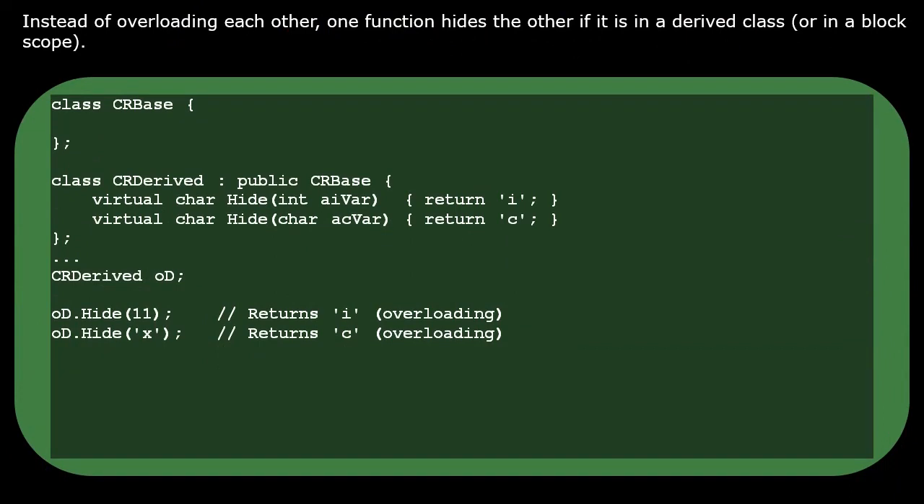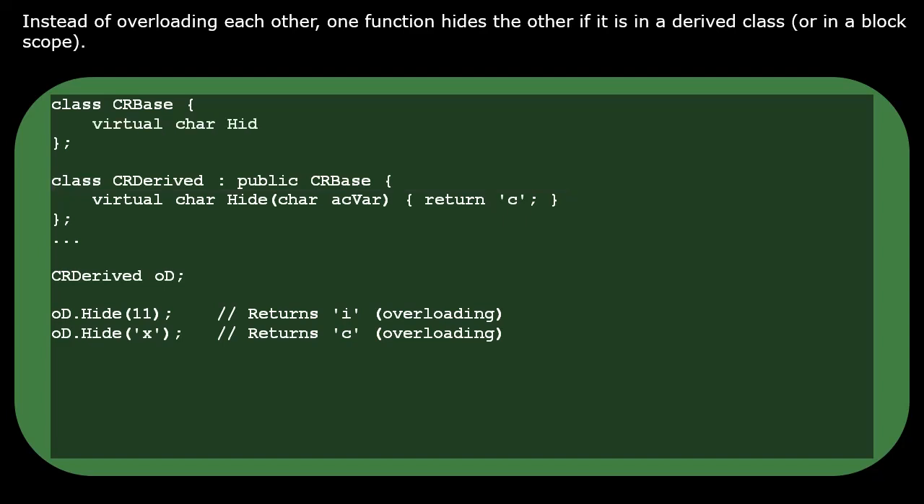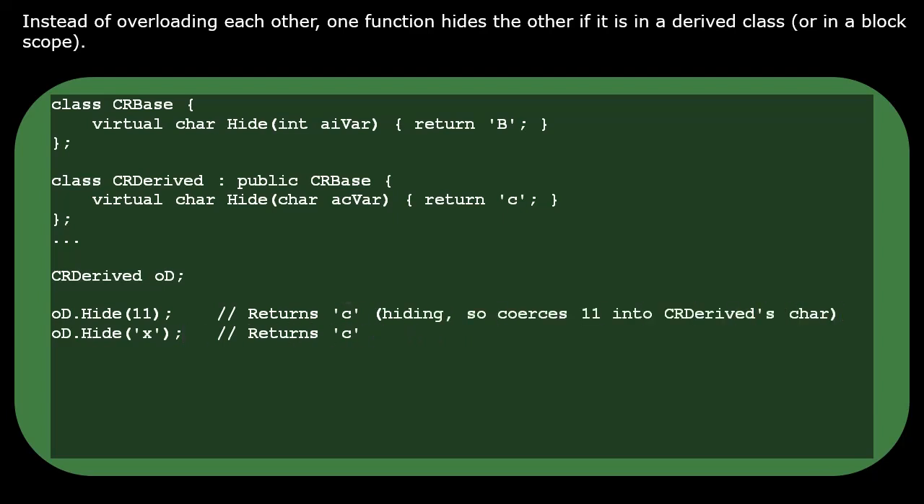Here, we have a typical example of a function having two overloaded implementations. Instead of overloading each other, one function hides the other if it is in a derived class. So in this example, the char function hides the int function. Even when you pass an integer parameter, the int function will not get called because it's hidden. Instead, that integer parameter will get coerced into a character.